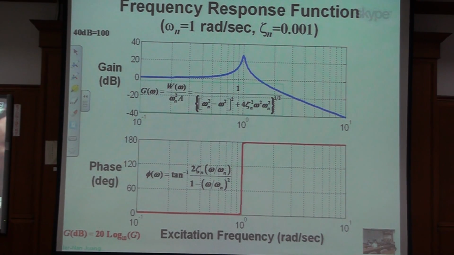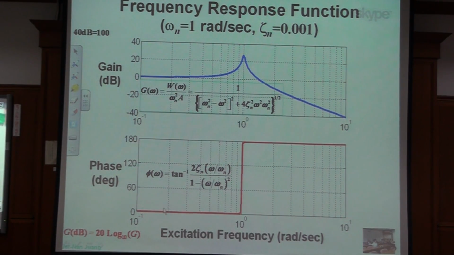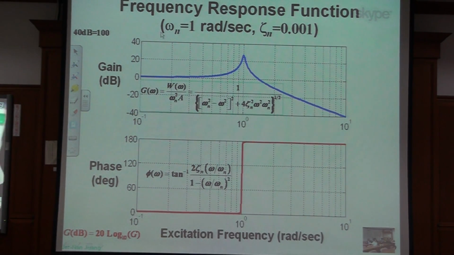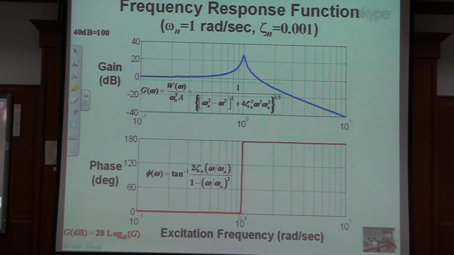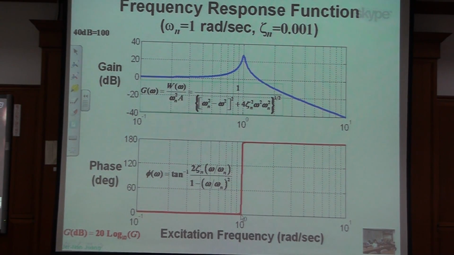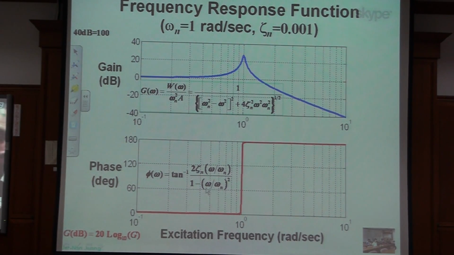Alright, that's the gain. The phase angle, if you look at this carefully, is very interesting. The phase angle is almost zero when the frequency is small. And then if you come to about 1 and look very carefully at this neighborhood, across 1 the phase goes up quickly and then changes to 180 degrees. That's because of this. If you look at the formula, the denominator, 1 minus omega over omega n. When omega is less than omega n, what happens?